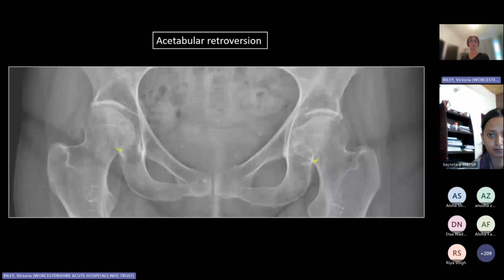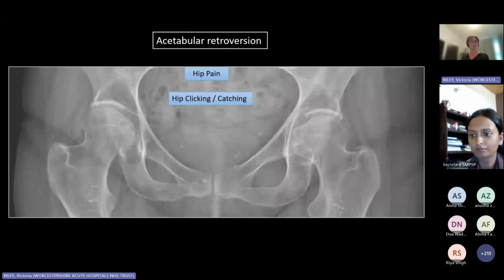So this patient here, this is the anterior and posterior wall, and you can see that the anterior wall is going to stop that patient having the ability to flex. So the patient will present with hip pain, possibly clicking or catching or popping.